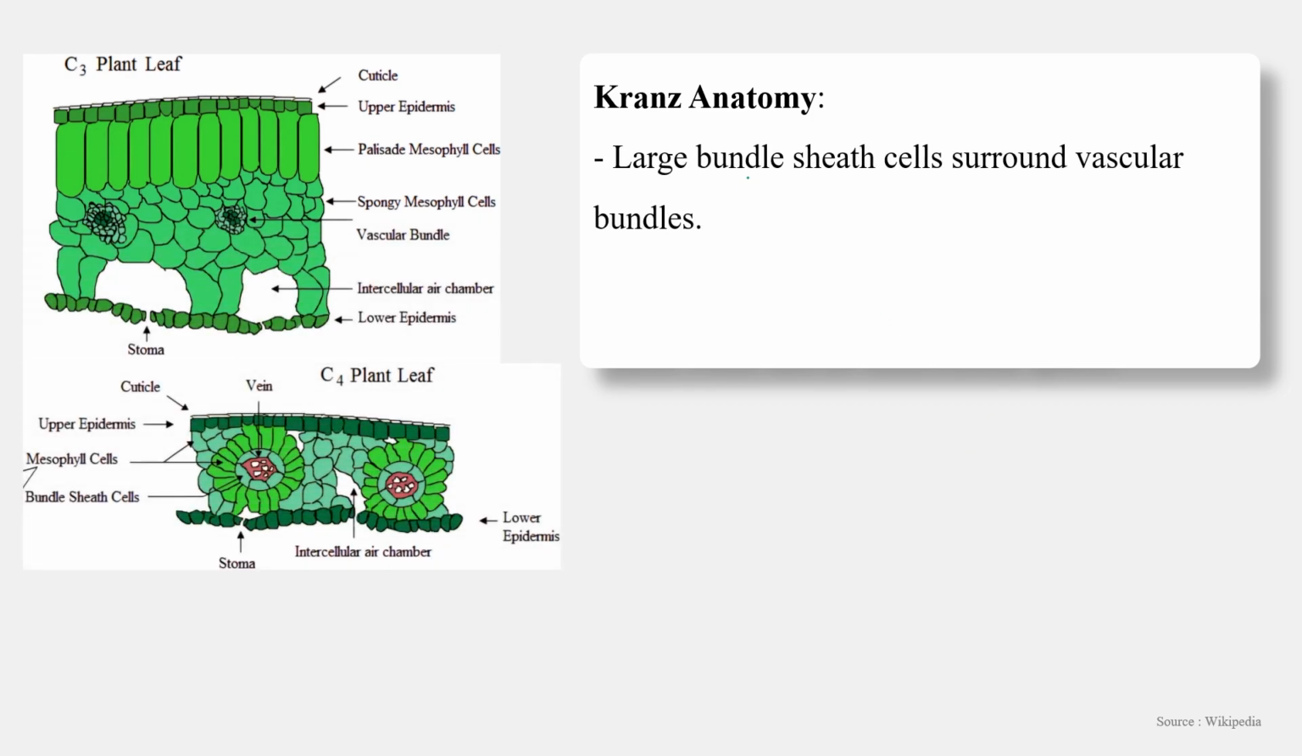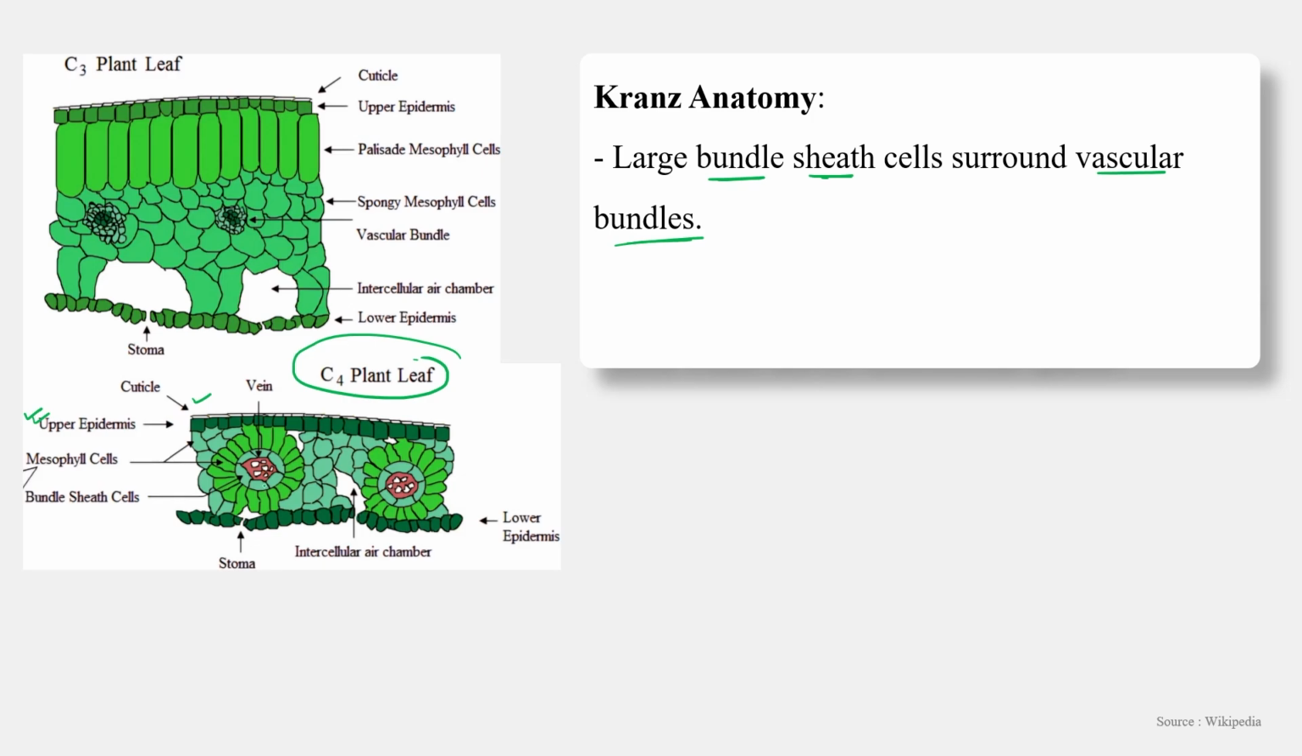So what is this Kranz anatomy? It means large bundle sheath cells are surrounded by vascular bundles. This is the C4 type leaf. This is the cuticle, the upper layer, followed by the upper epidermis. These are the mesophyll cells, and this inner one is the bundle sheath.